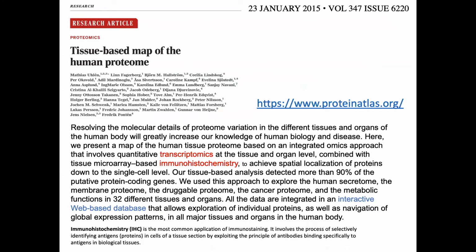The title of this paper is Tissue-Based Map of the Human Proteome. This paper was published in Science Journal in early 2015. Although I have been using the website this paper reported, it is my first time actually reading this paper. There are several reasons that I chose this paper.